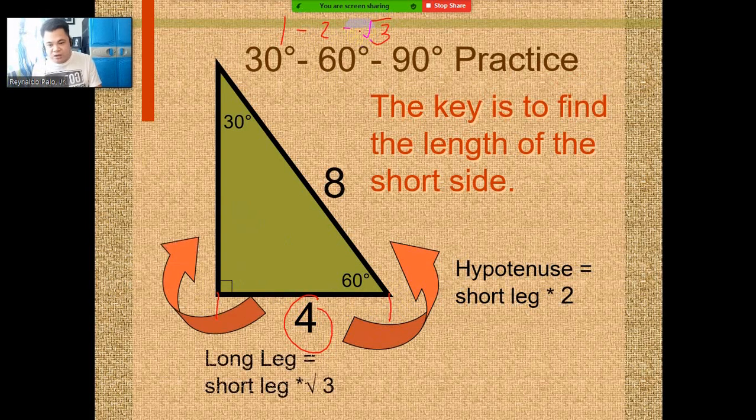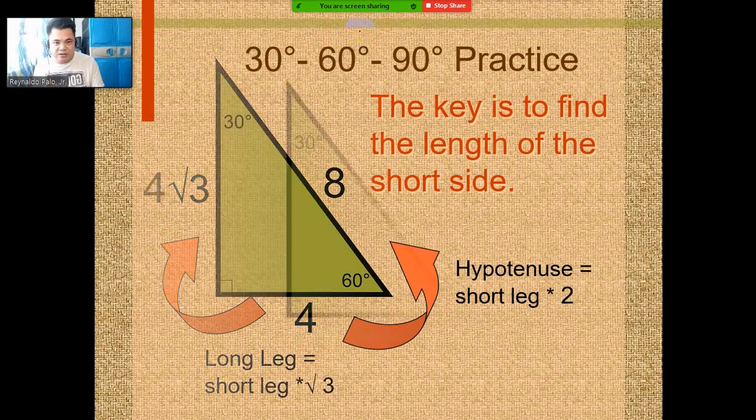And then for the long leg, just simply multiply 4 by square root of 3. It is now 4 square root of 3. So for those who can get it, very good. For those who cannot, okay, let's have another example.